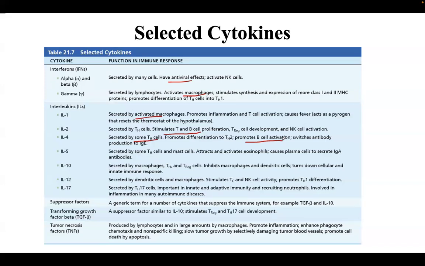There are obviously many other ones like IL-5, IL-10, IL-12, IL-17. They also have some form of function in terms of T cell activation or helping the T cell to function. But we will be mainly focusing on these three. There are other cytokines also, like suppression factors, TGF beta, TNF. They also have different immune system functions.